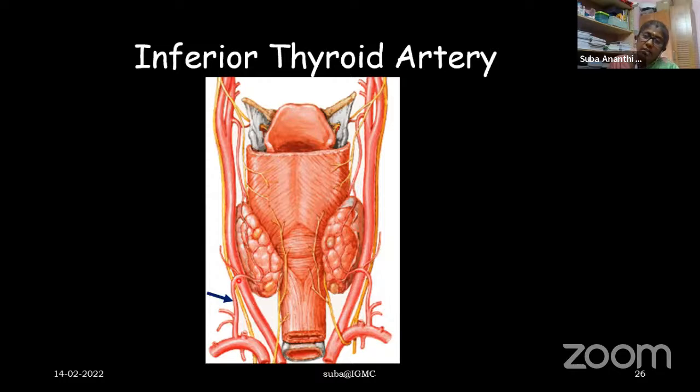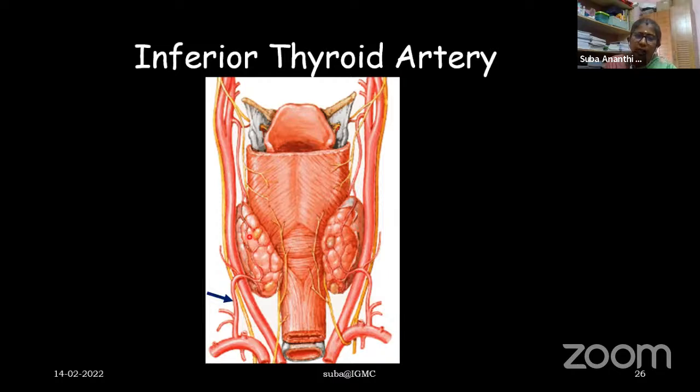The first branch is called the inferior laryngeal artery, which accompanies the recurrent laryngeal nerve. This also enters inside the larynx and supplies the area below the vocal cord. The other branches supply the parathyroid glands. The inferior parathyroid gland is always supplied by branches from the inferior thyroid artery.